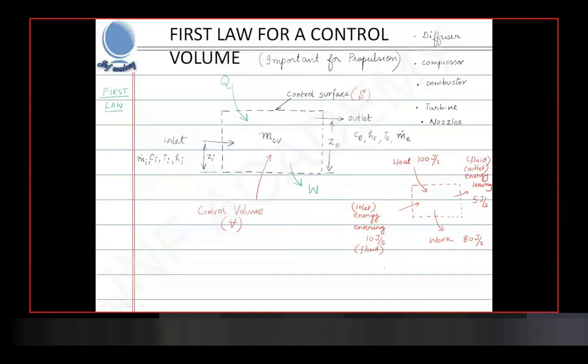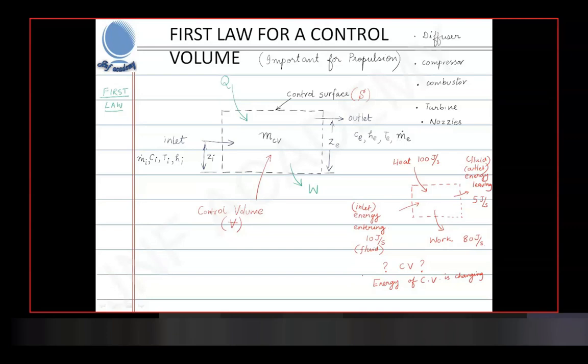So what is happening to the control volume? Its internal energy is increasing, 25 joules per second. Yes. The energy of the control volume is increasing, is changing.